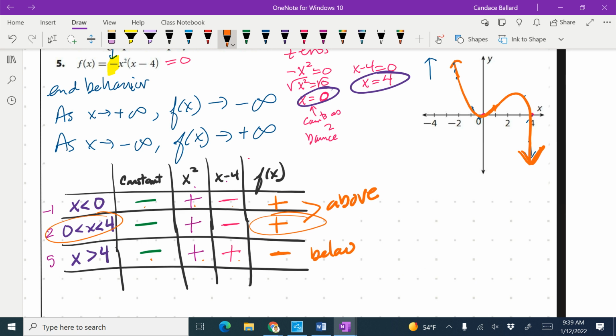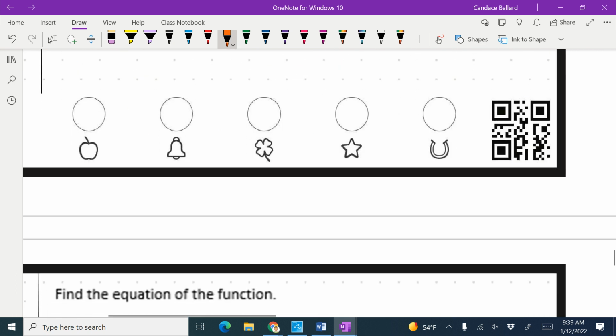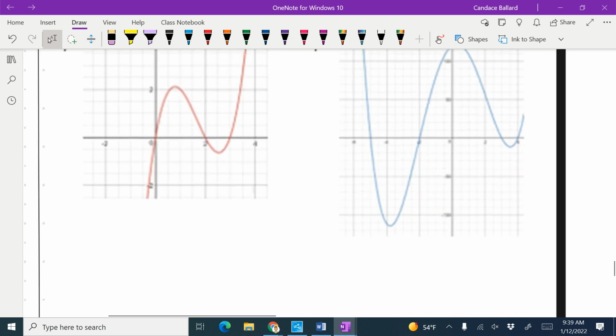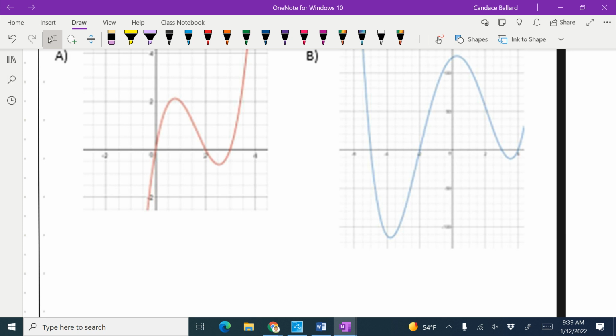All right, let's take a look at the next section here. And it doesn't have a number on it or anything. We're just supposed to find the equation of the function, okay? Based on what we know.